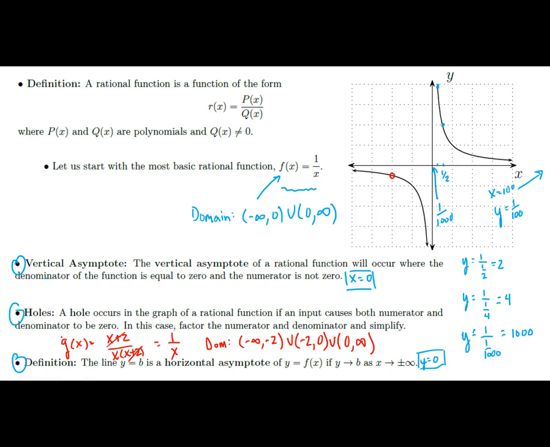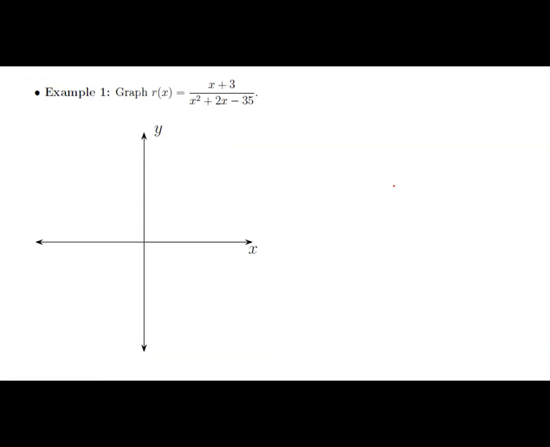Okay, so that's what happens when you basically get this cancellation on top and bottom, and yet this was still the original function, so we have to kind of honor that, and we place a hole in the graph there. All right, so let's take a look at an example.